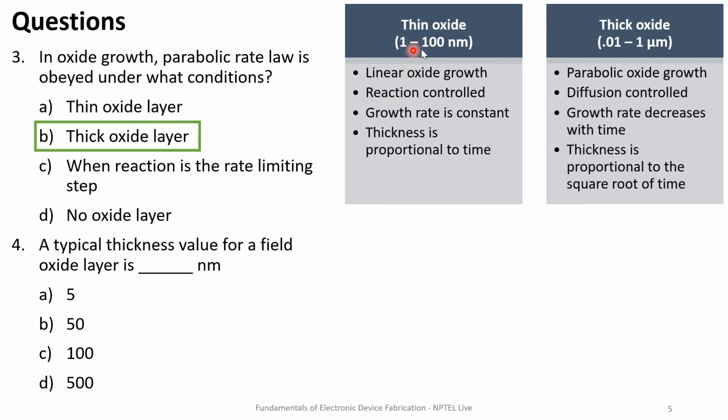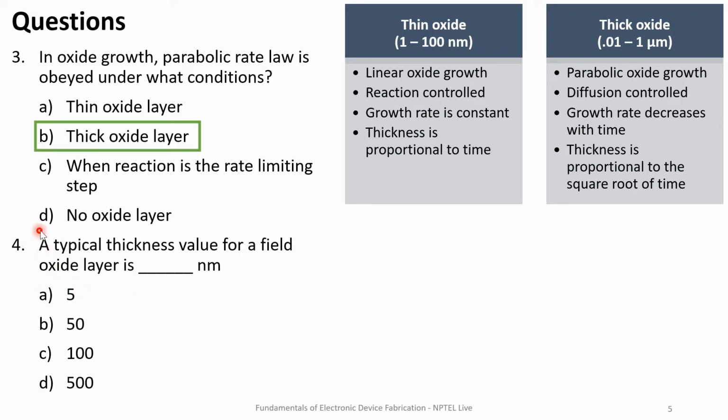The thickness will be 1 to 100 nanometers in thin oxide, and 0.01 to 1 microns in case of thick oxide. The other options we had already seen during the summary: growth rate will be constant and thickness is proportional to time in thin oxide. Growth rate decreases with time in thick oxide, and thickness is proportional to square root of time. Next is more of a memory related question, I would say.